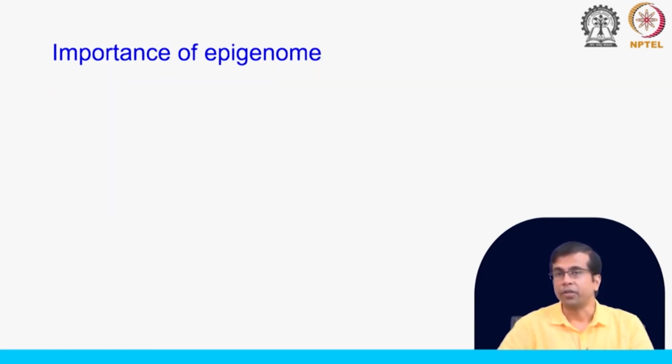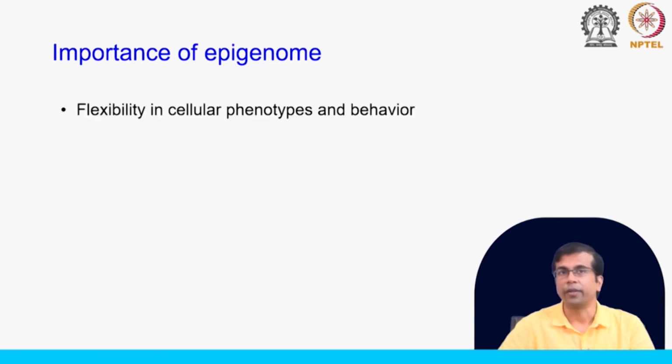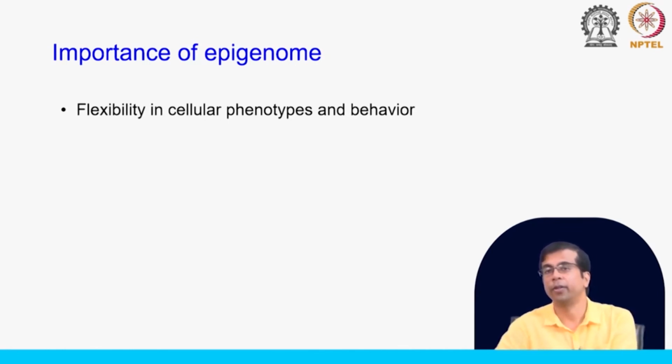Why do you want to study the epigenome, right? What is the importance of the epigenome? One of the things that we see is that these epigenetic modifications actually give flexibility in cellular phenotypes and behavior. Now, if you compare against genetic mutations, okay, the single nucleotide polymorphisms that we discussed, those are mutations that actually change the base, right. So, that is going to happen mostly in one direction, right. It is very unlikely that you are going to revert back to the original sequence, that rarely happens in nature. Whereas, if you think about these epigenetic modifications, these are reversible. Okay.